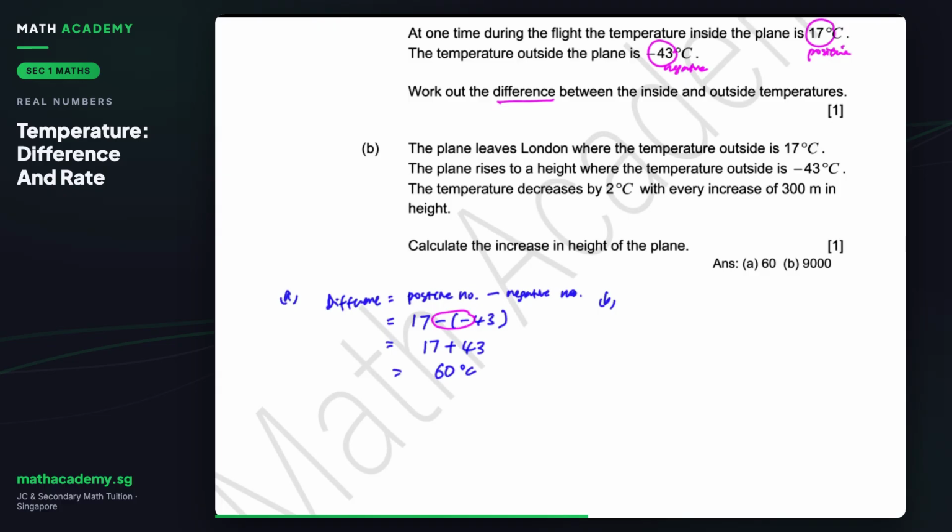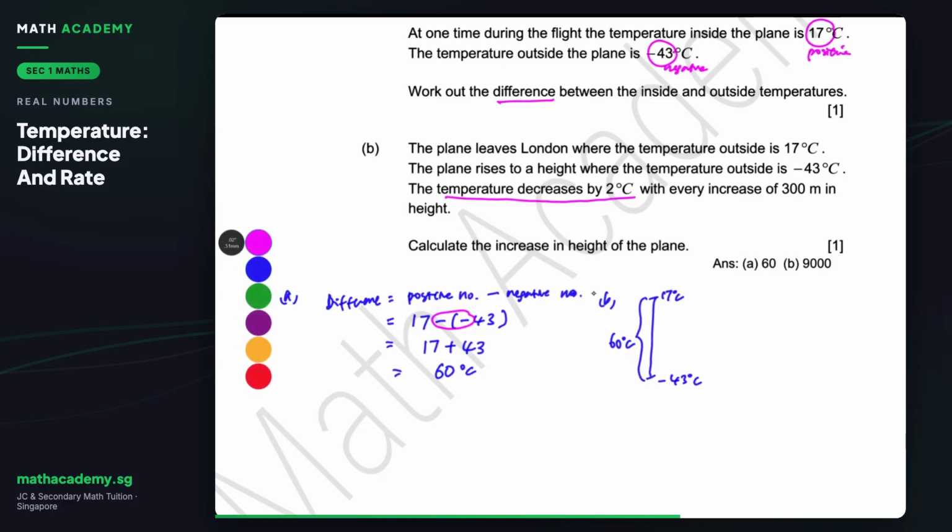Okay, so the temperature difference will be same as what we saw in part A. So that will be 60 degrees Celsius, right? So we know that originally it was 17, then dropped down to negative 43, right? And then we see that the difference is 60 degrees, okay, from part A. And then it says that the temperature decreases by 2 degrees Celsius.